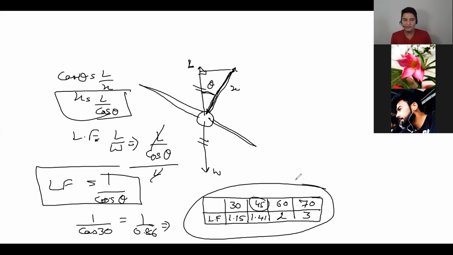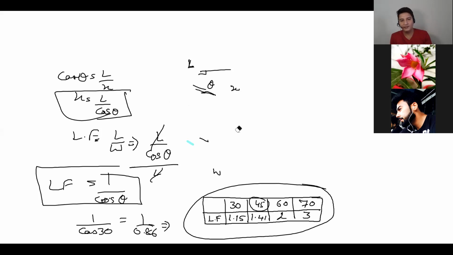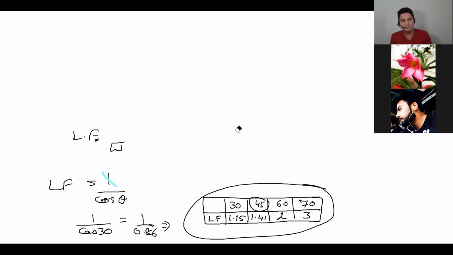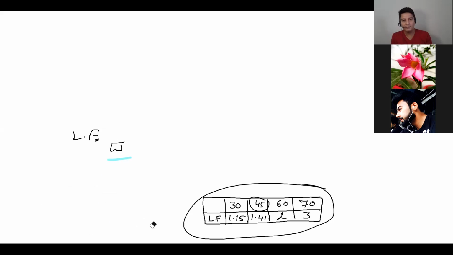They will ask you if the aircraft is banking at so-and-so level, then what will be the load factor. So you have to memorize this to make it easy and quick. If you want to take your own time, you can use the formula 1 upon cos 30 and keep multiplying and dividing. But if you memorize this table, it will be very easy to do the sums. But the main thing is that the logic which I explained has to be kept in mind.